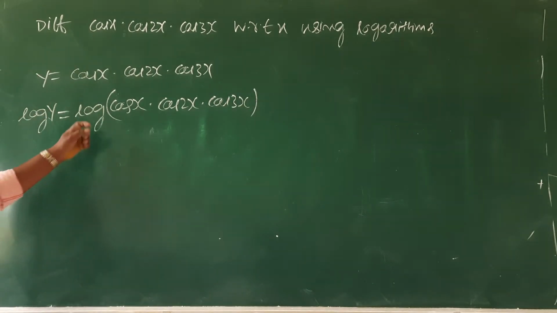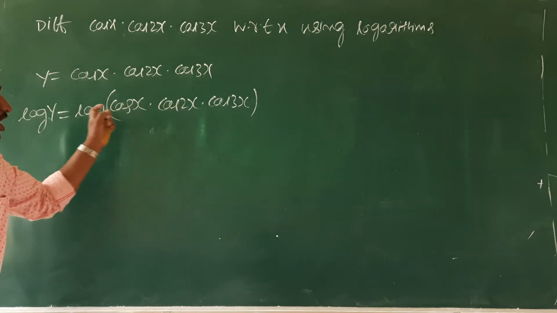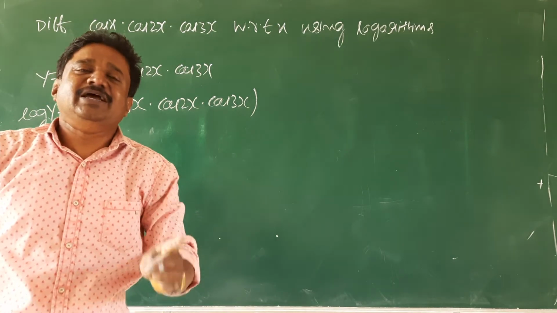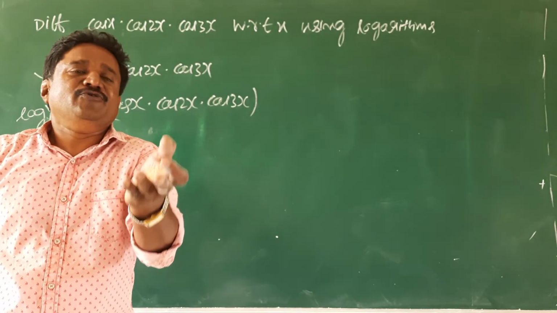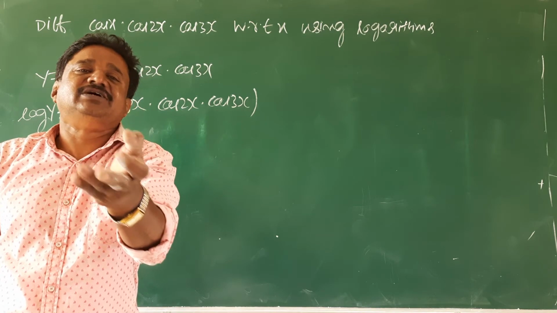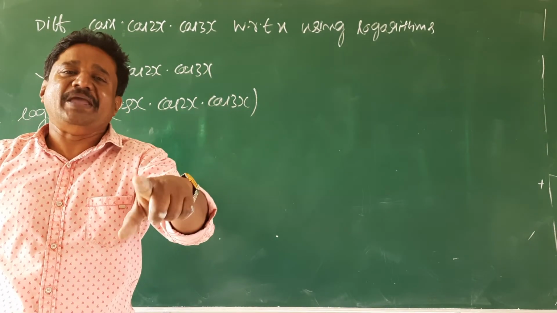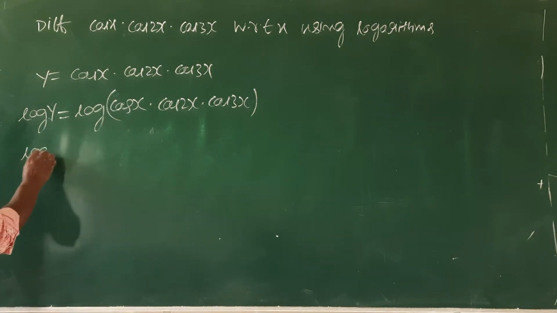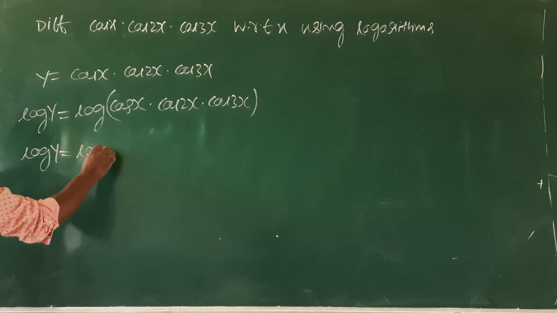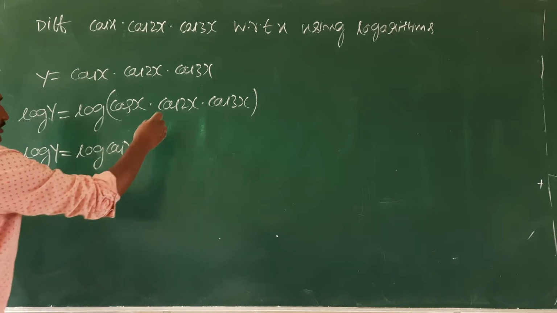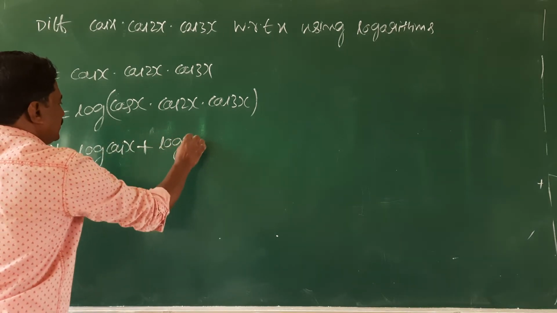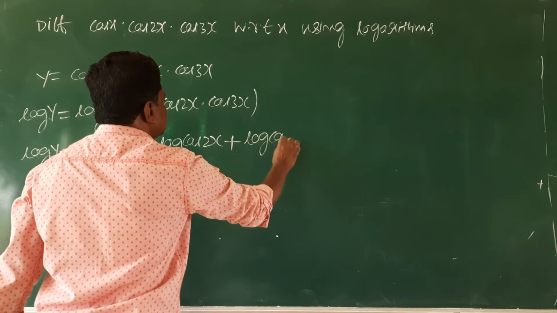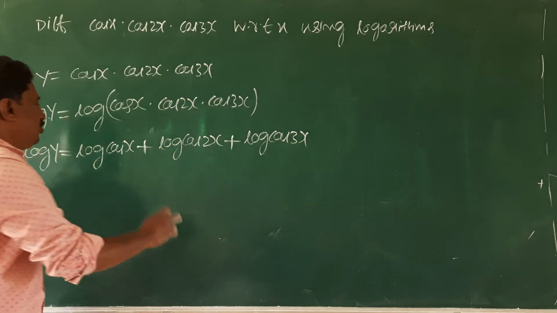So log of a into b into c. Just before I told you, for the numerator factors you use plus, that is log a plus log b plus log c. You use that, students: log y is equal to log cos x plus log cos 2x plus log cos 3x. Now you differentiate.